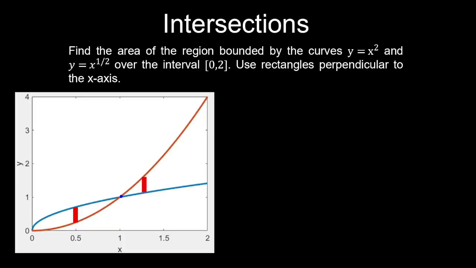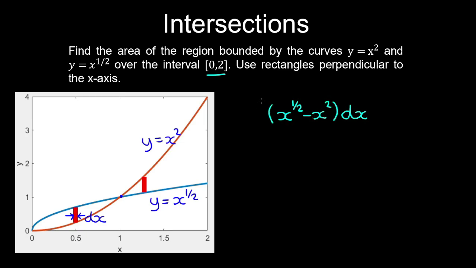Let's find the area of the region bounded by the parabolic curve and the square root curve over the interval from 0 to 2. And we're asked to use rectangles perpendicular to the horizontal axes. So these are going to be vertical rectangles with an infinitesimal thickness dx. So from the interval from 0 to 1, the square root curve lies above the parabolic curve. So we subtract x squared from x to the 1/2 to obtain the height of that rectangle, and we integrate from x equals 0 to x equals 1.